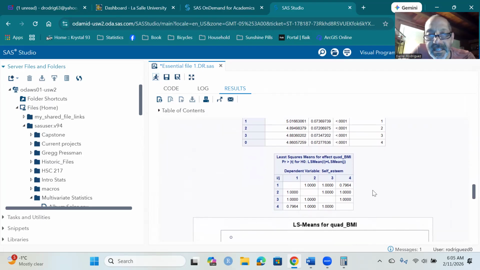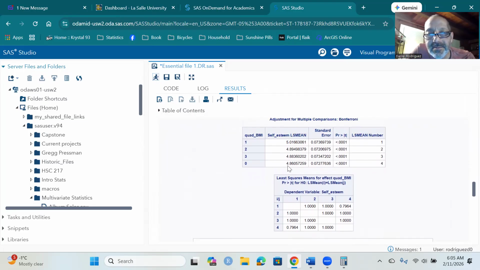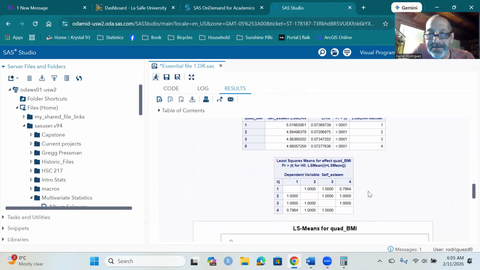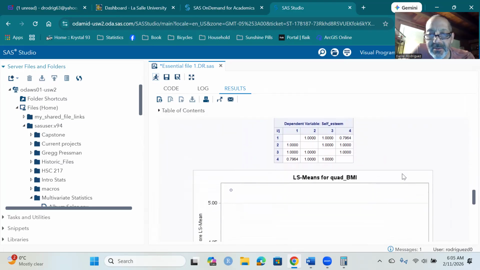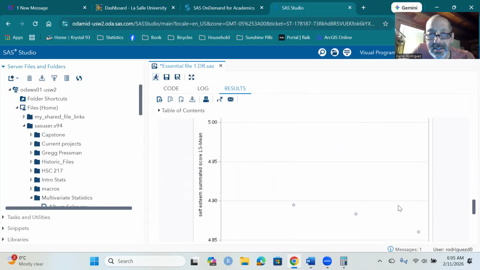Okay. Pretty low too, if you have low levels of BMI too, right? Okay, what else? Okay. There you go.